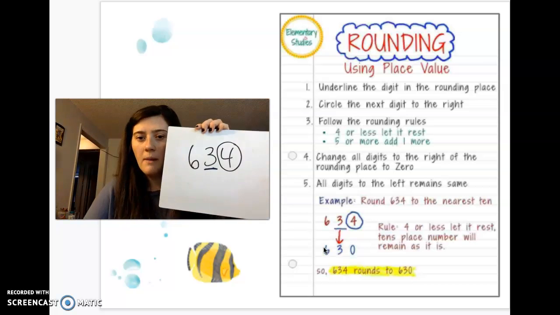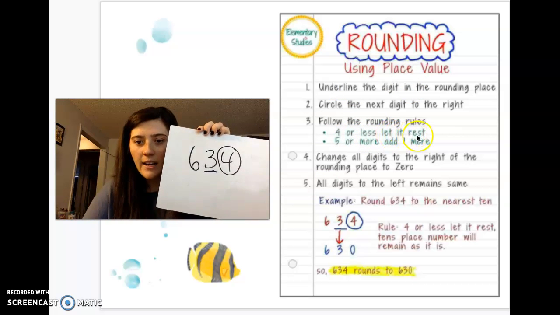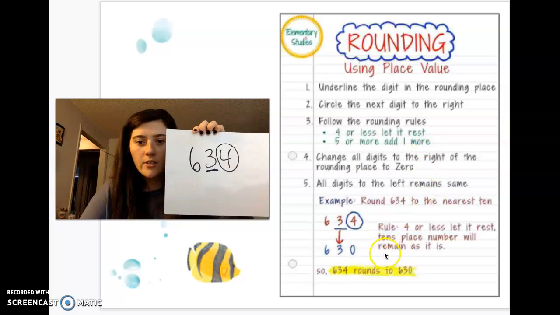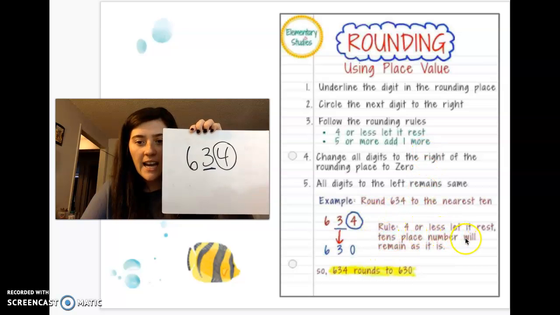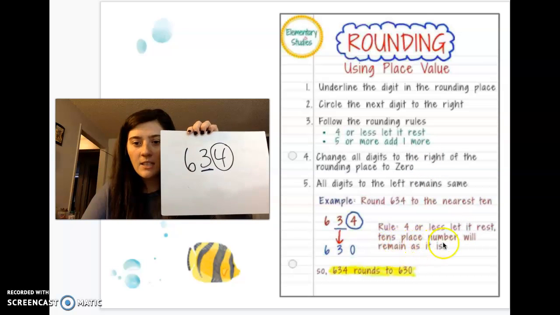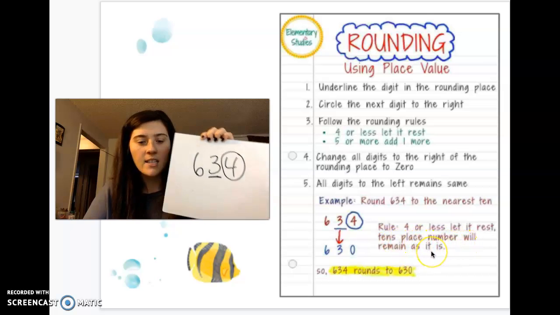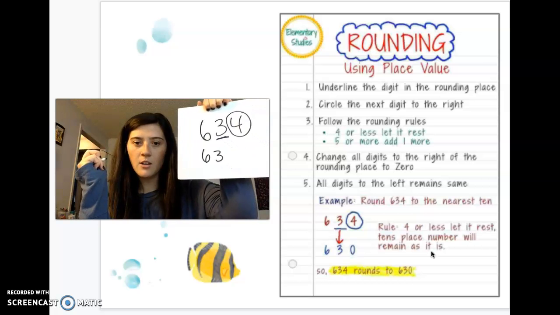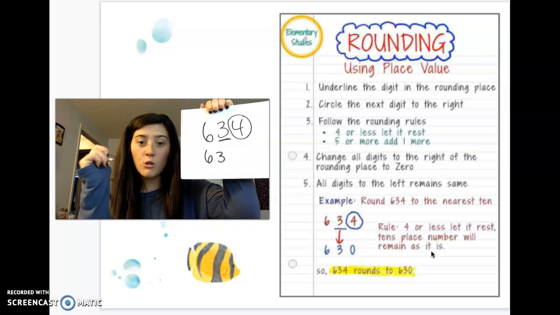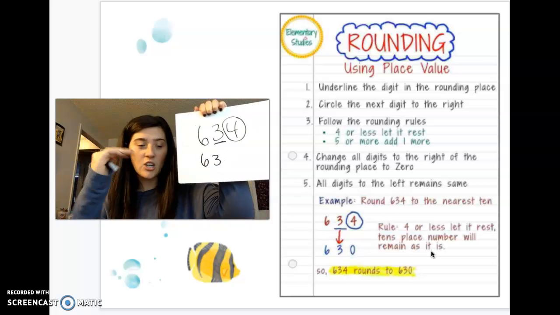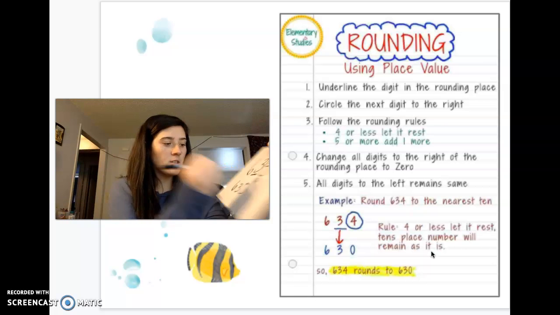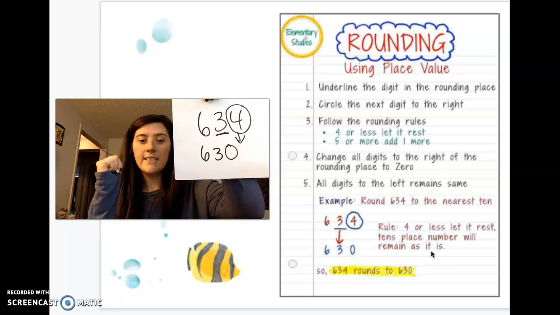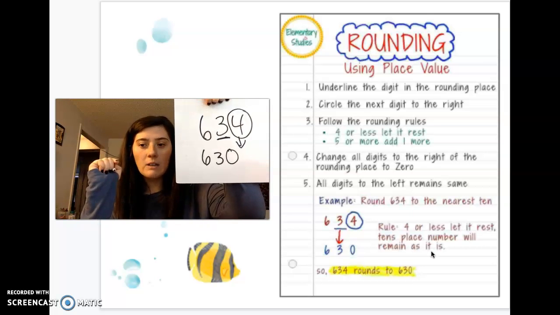So now I'm going to follow my rule. 4 or less, let it rest. 5 or more, add 1 more. So it's 4 or less, so let it rest. So the tens place number will remain as is. So I know these two numbers, 6 and 3, are going to remain the same. And the rule 4 or less, it means it needs to go down. So the 4 is going to go down to the closest number, which is 0. So that is one way we can round.